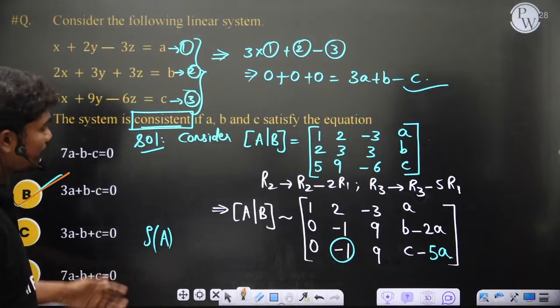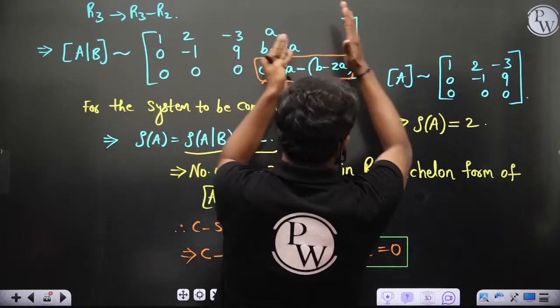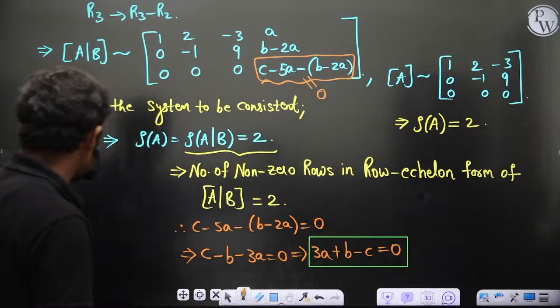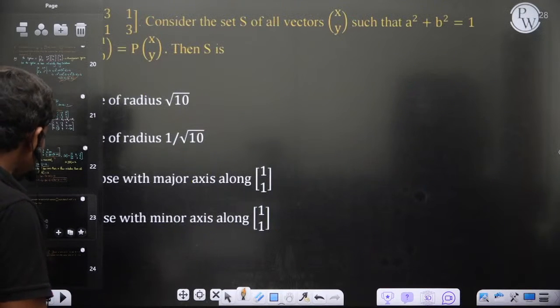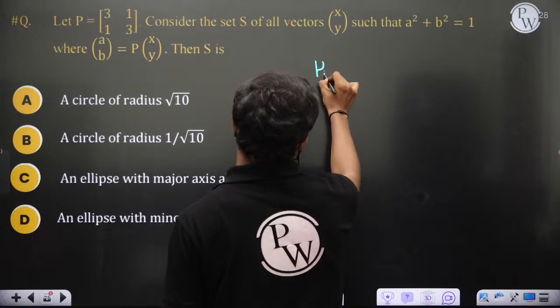So the main thing is, whatever you are doing for A augmented B, if you pick the first 3 columns, the same will be A, if converting to echelon form. So let's go to the next question. This is a very nice question. I just want you to try. This is a homework question for you today.